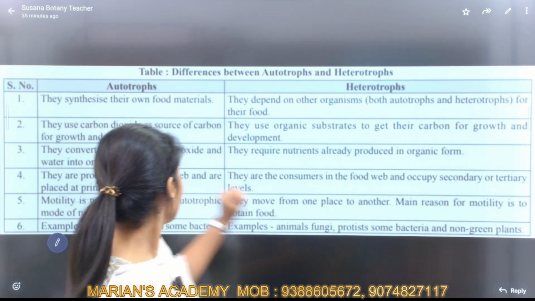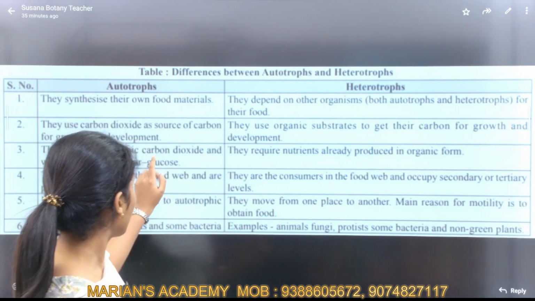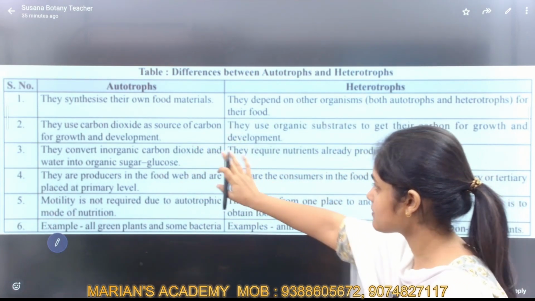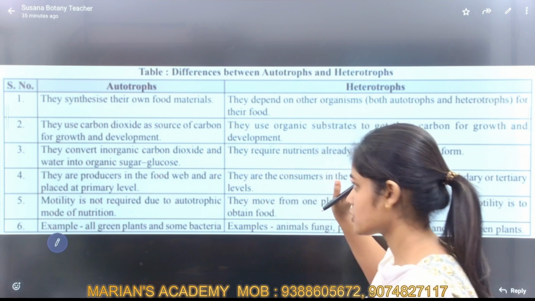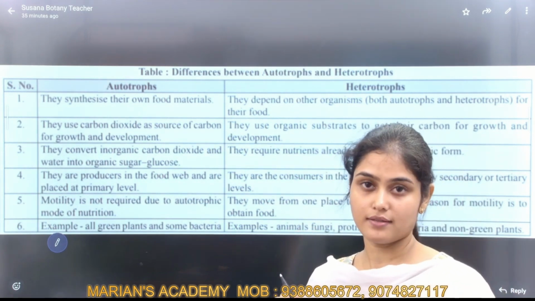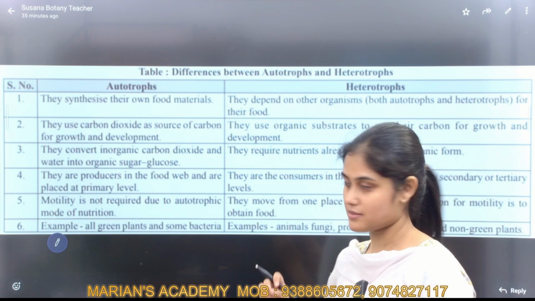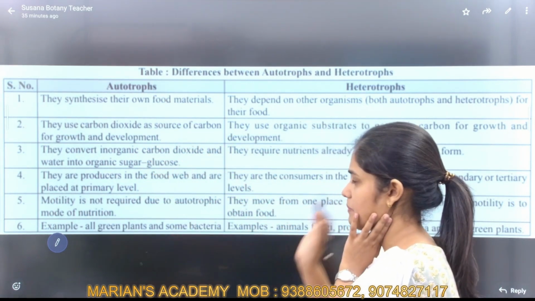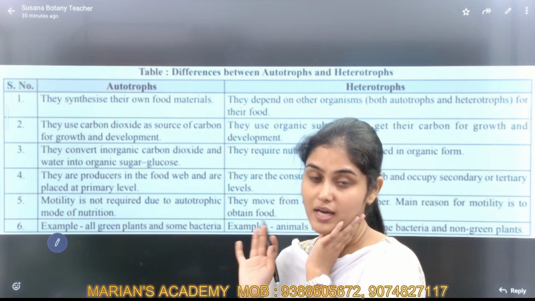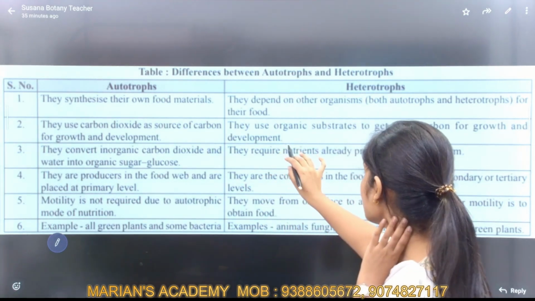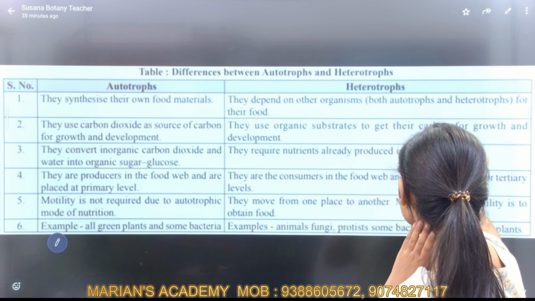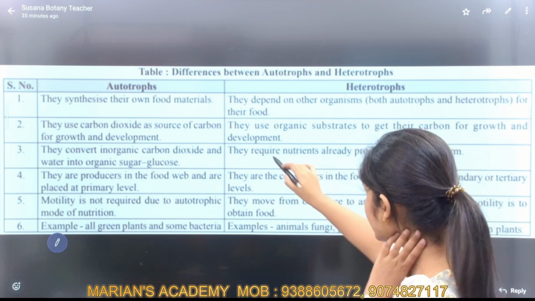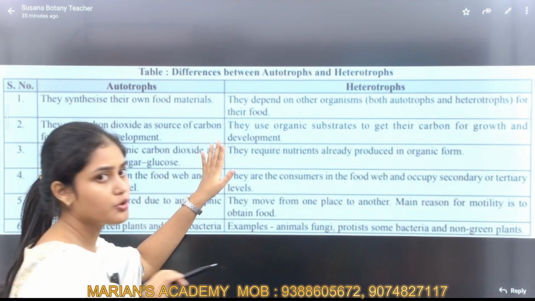Second point, they use carbon dioxide as source of carbon for growth and development. That is something which comes under the autotroph. I just finished saying that, that is, they use inorganic materials, right? They use carbon dioxide as source of carbon for growth and development. Main ingredient of photosynthesis, carbon dioxide. Then heterotrophs use organic substances to get their carbon for growth and development. In case of heterotrophs, they don't use inorganic.